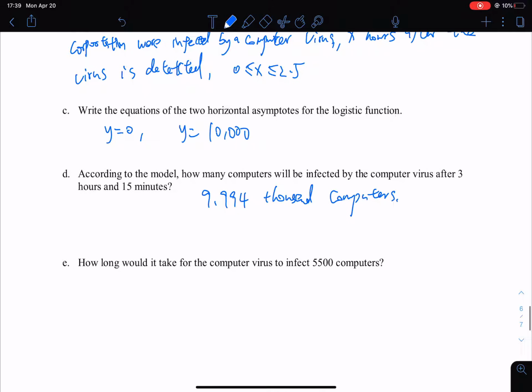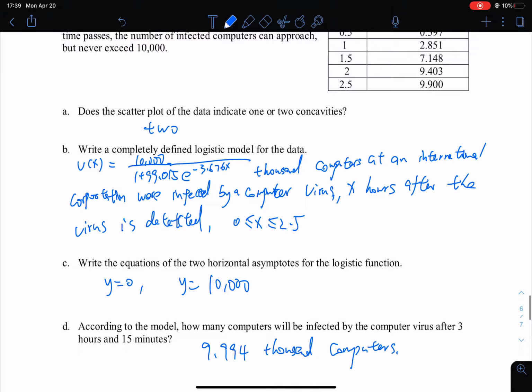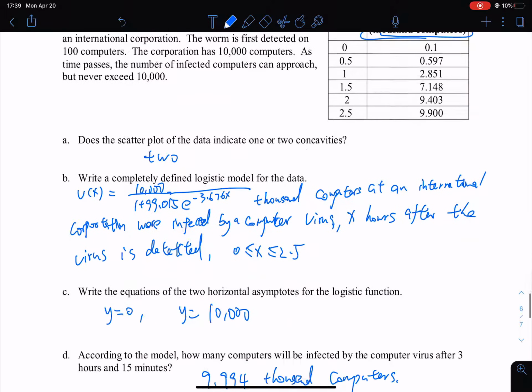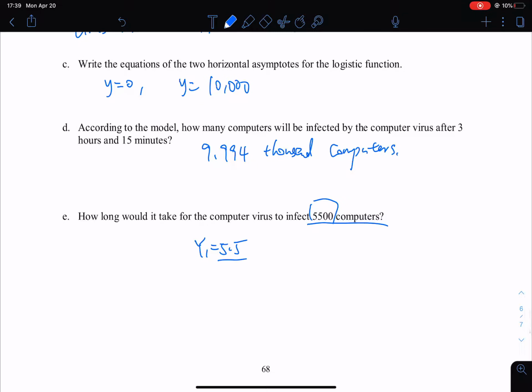The next one, you have to use the math solver. So that means y1 is 5.5. Pay attention to the unit: it's 5,500, and the unit of x is actually 1,000 computers. So for this one, you have to use the 5.5 instead of 5,500. So for this one, we have x is 1.315.